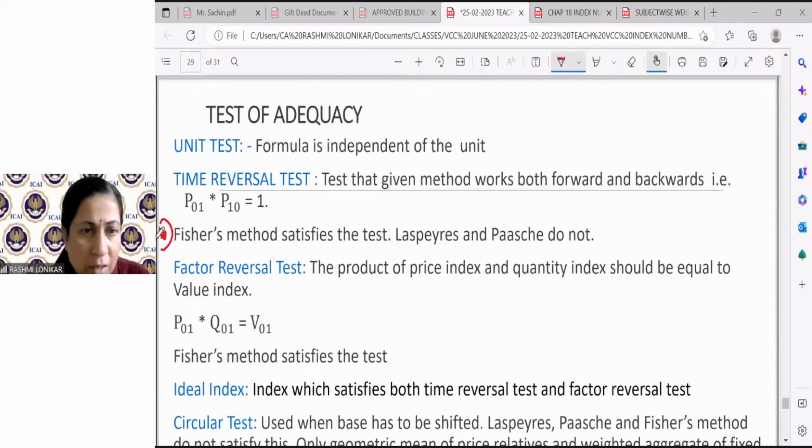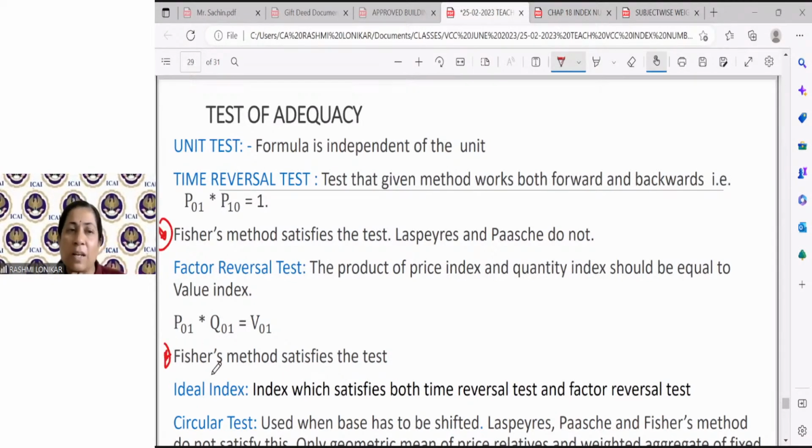Fisher method satisfies the test. Laspeyres and Paasche do not. So Fisher satisfies the time reversal test. Factor reversal test means the product of price index and quantity index should be equal to the value ratio. So I find out the price index, I find out the quantity index, and I multiply them. That should be equal to what I would get if I had directly multiplied the price and quantity and got the index. So P01 times Q01 is equal to V01. So Fisher method satisfies the test.